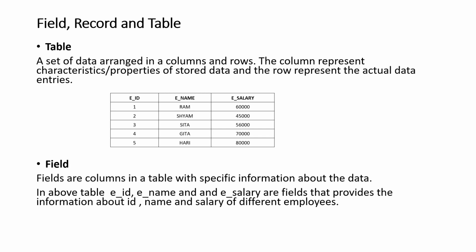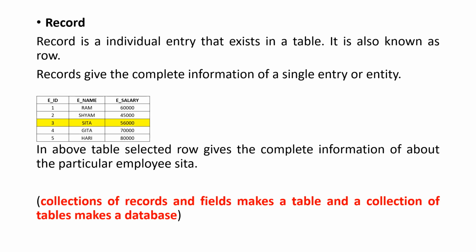Field. Fields are columns in a table with specific information about the data. In the above table, E_ID, E_name, and E_salary are fields that provide the information about ID, name and salary of different employees. Record. Record is an individual entry that exists in a table.